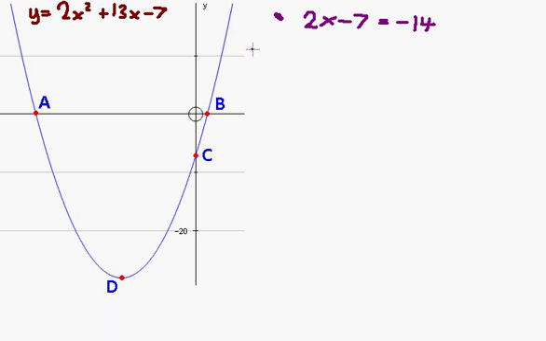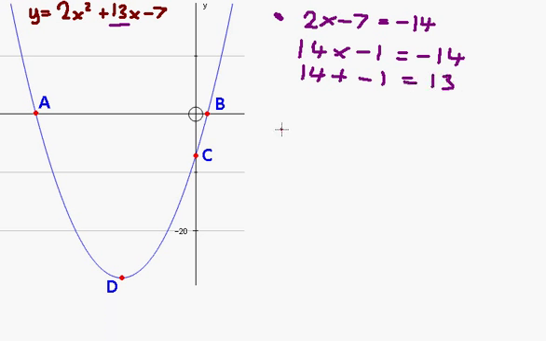I'm now looking for two numbers that multiply together to make minus 14, but add together to make 13. So they would be 14 and minus 1. That makes minus 14 when you multiply them together, and 14 plus minus 1 is 13. So this is going to work.